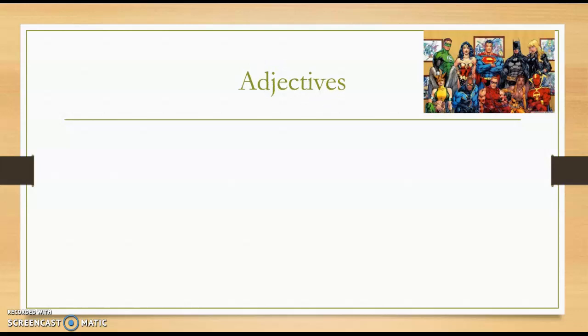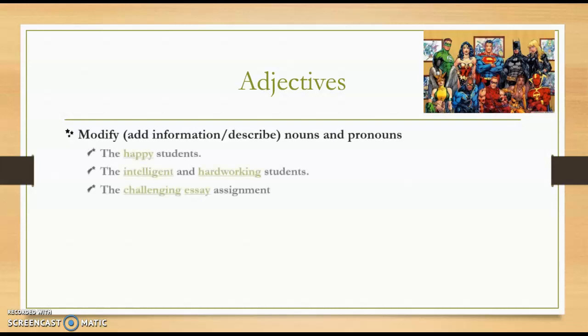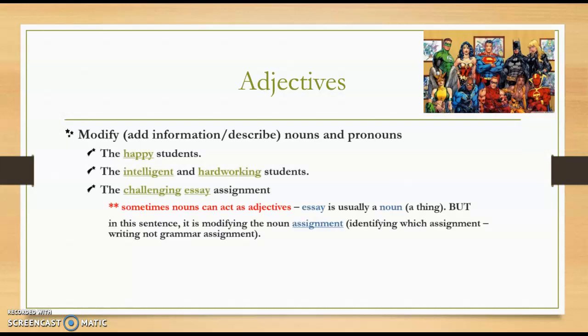Next thing is adjectives. Most of you probably know that they modify or add information or describe nouns and pronouns. So we get the happy students, we get the intelligent and hardworking students, but then we get the challenging essay. Essay is a noun, right? It's a thing, but it's now being used to describe assignment. So this is a noun that's actually acting as an adjective, okay? So you have to pay attention to how words are used in sentences.